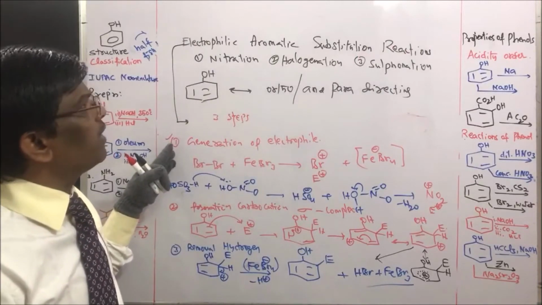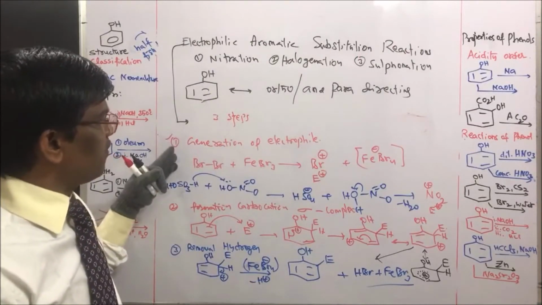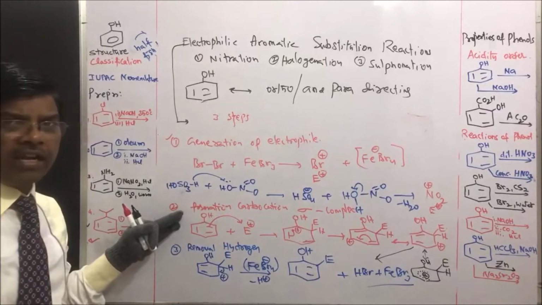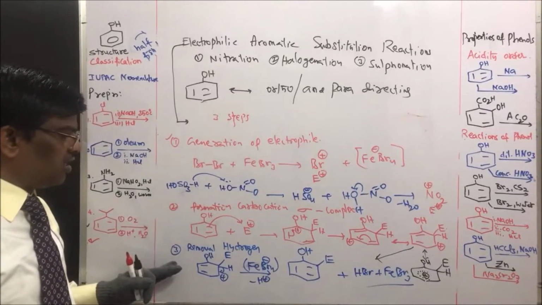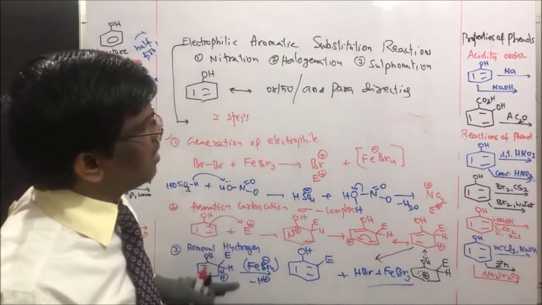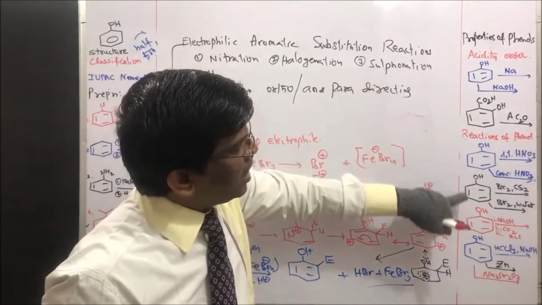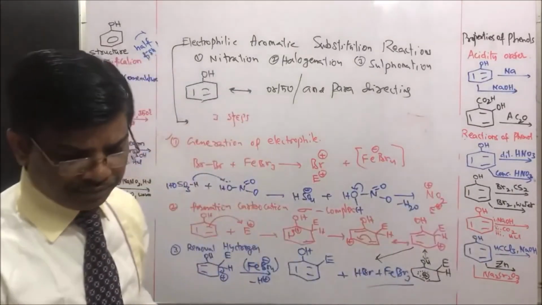So the first stage of electrophilic aromatic substitution is generation of the electrophile. The second one is formation of the carbocation complex, a sigma complex. The third stage is removal of hydrogen. Let us take based on this. Let us do nitration and bromination and sulfonation.